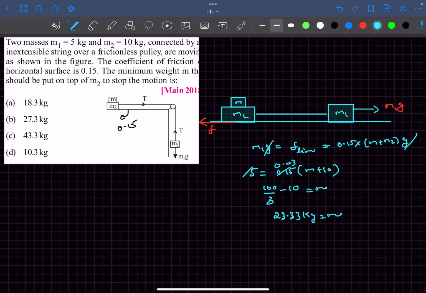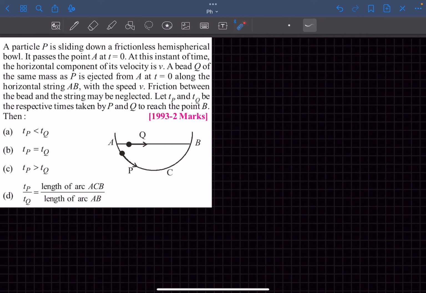So the answer from the options will be option B, because that is the minimum amount of weight from the given options that we can put on top of M2 that will stop the motion. So option B will be the answer. This will be the last problem of the session.